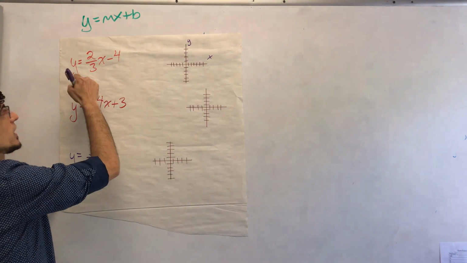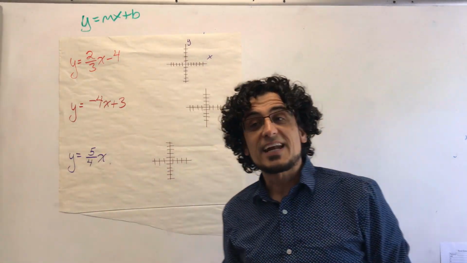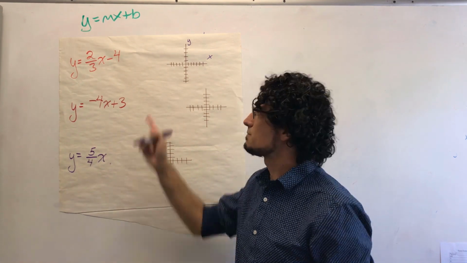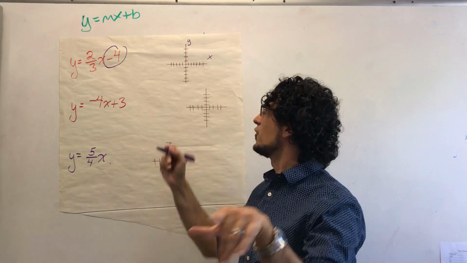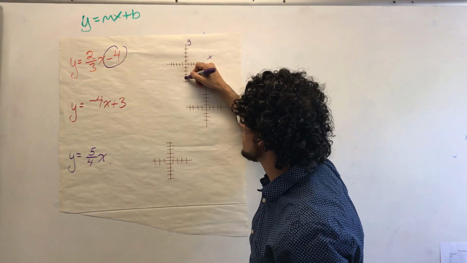I'm starting with this equation: y equals 2/3 x minus 4. The way that I start this one is I start with -4 as my y-intercept. That's my b right here. So I'm going to be graphing this in a second. I have -4, so I count 1, 2, 3, 4, and put a point.